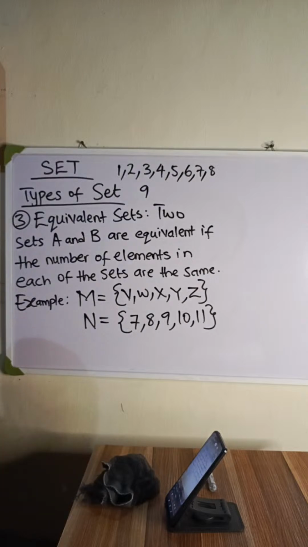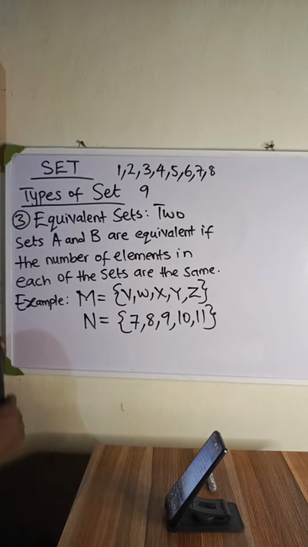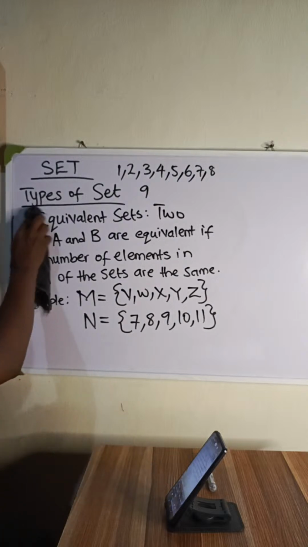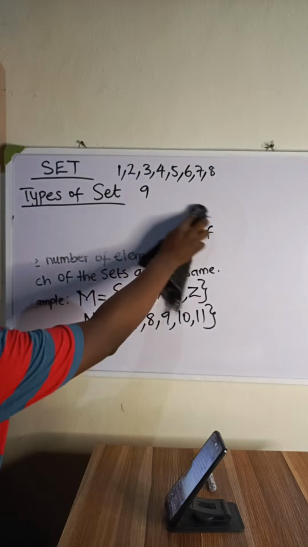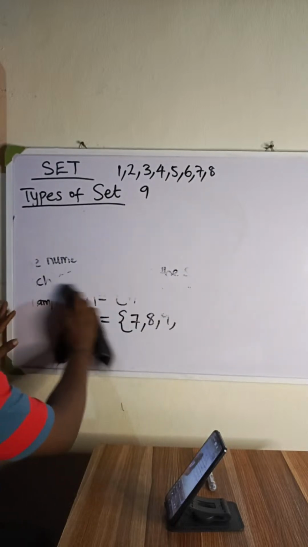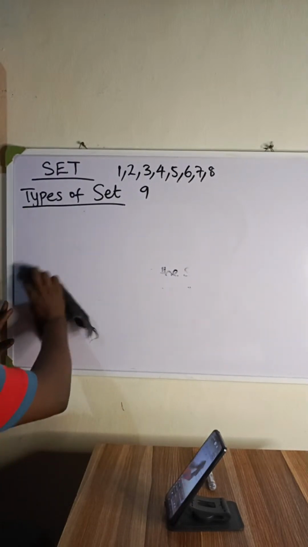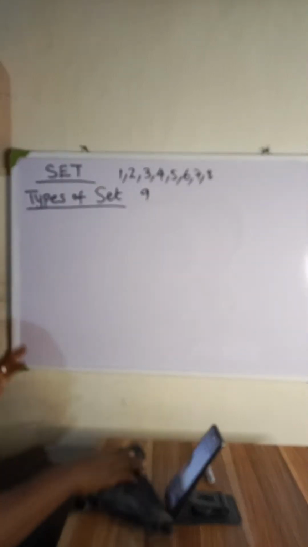Okay, so the next type of set we are going to look at is universal set. As I said earlier, today we are just introducing all the terms in set, and then tomorrow we'll begin to solve questions.